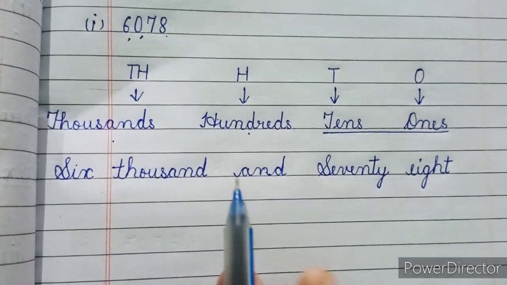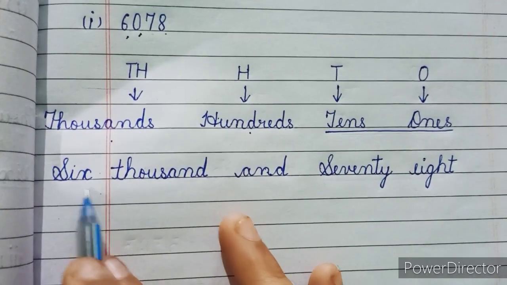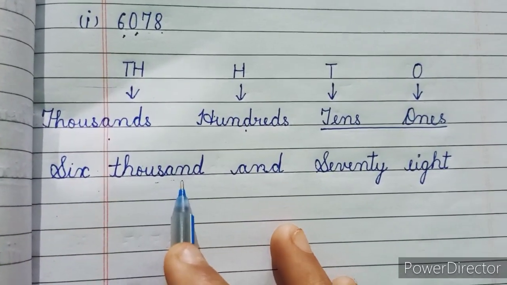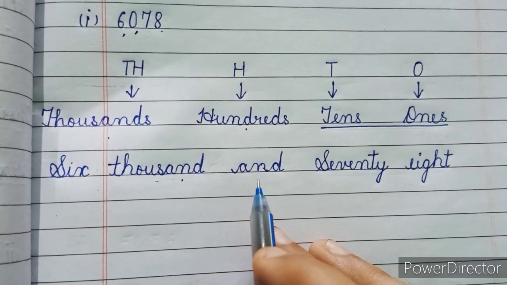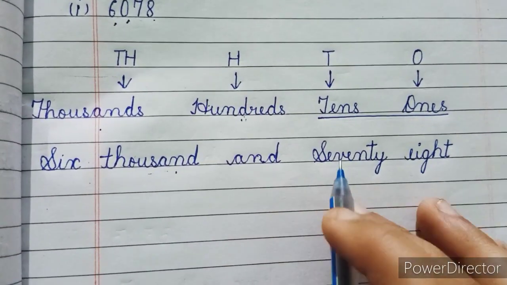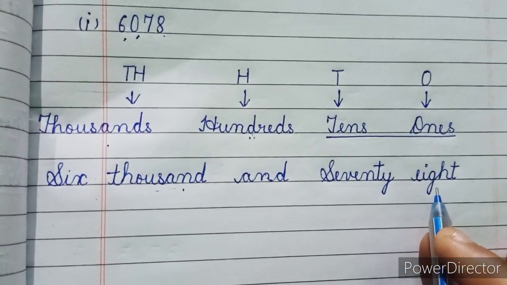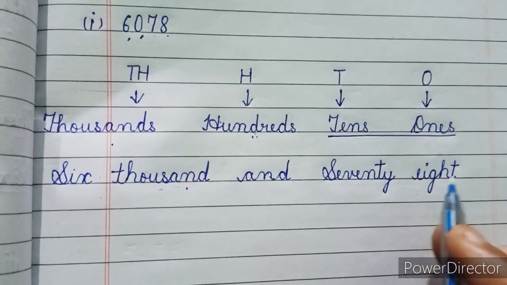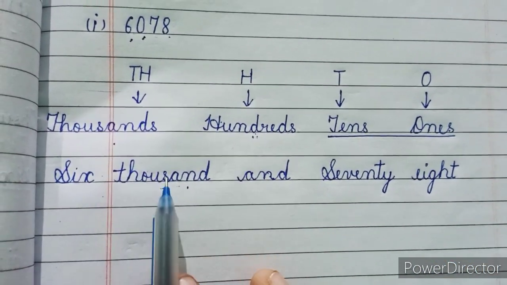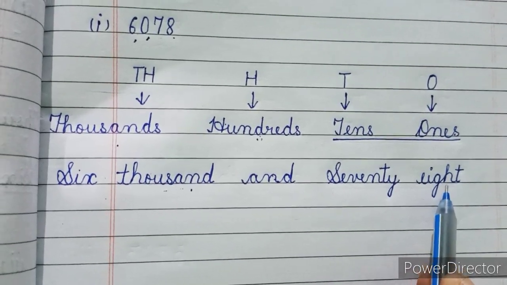Look carefully. The first part is 6,000. 100 is not here, but the hundreds place is our second part. And 78 is our third part. Clear, students? Now read it. 6078. Okay?